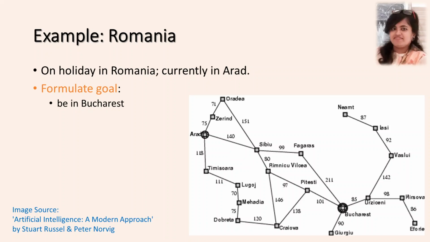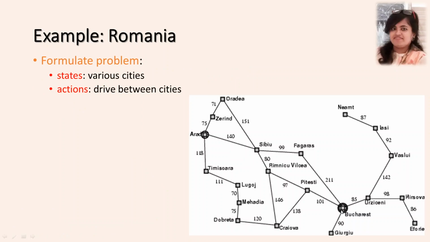In the book, it has been told that suppose you are in Arad, this particular city. This is basically the map of Romania, one particular country in the world. In that country, these are the different city names. Now you are on holiday in Romania, you are in Arad, and you don't have Google Maps with you. You have to reach this particular city, Bucharest. So you need to formulate a goal to be in Bucharest. And how? That is today's topic.